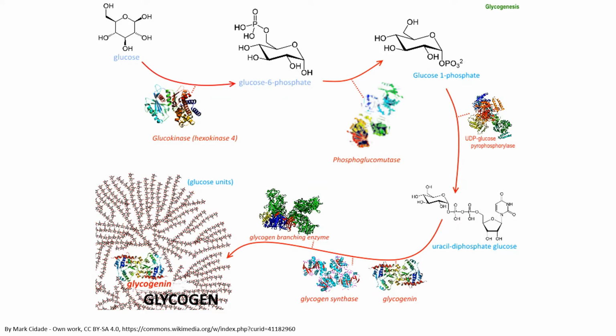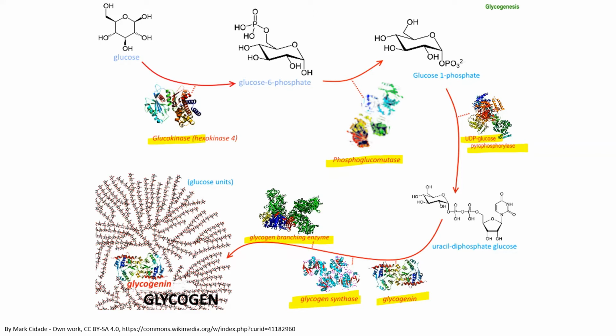These are the enzymes involved in glycogenesis. We have glucokinase or hexokinase 4, and then followed by phosphoglucomutase, and then we have UDP glucose pyrophosphorylase. This one is glycogenin, and then we have glycogen synthase, and finally we have glycogen branching enzyme.